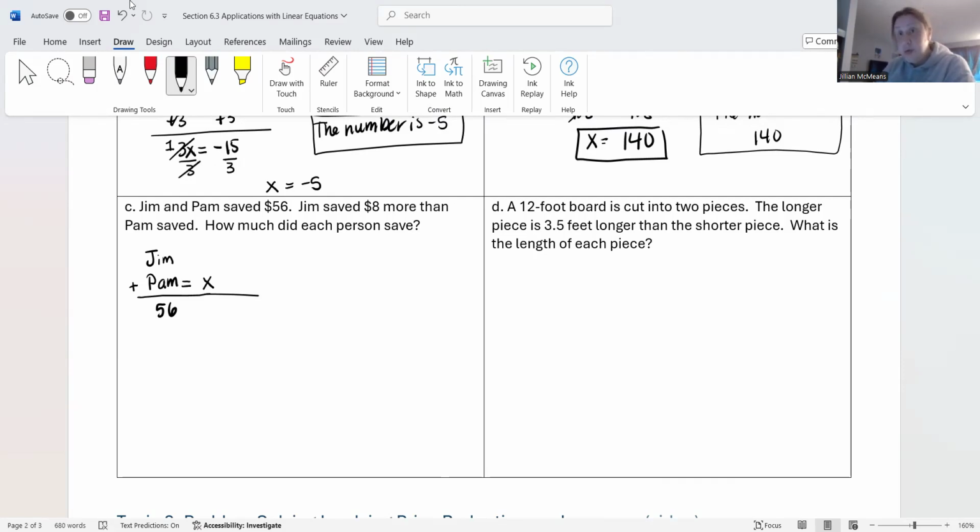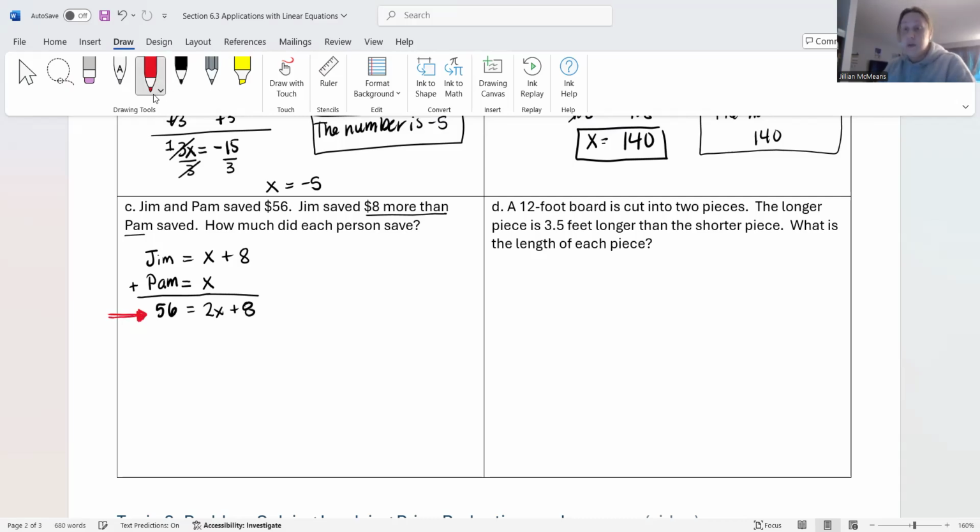Okay. Now use that to write an expression to represent how much Jim saved. So Jim saved 8 more than Pam. Well, if Pam saved X dollars, that means Jim saved X dollars plus 8 more. Okay, so algebraically speaking, Pam saved X, Jim saved X plus $8. Okay, now because of this vertical setup, I can just combine each column here. If I add up Jim and Pam, I get 56. If I add up my X's, I get 2 X's. And then there's nothing to combine with that plus 8, so I just drop it down. And y'all, that is the equation that we need to solve.